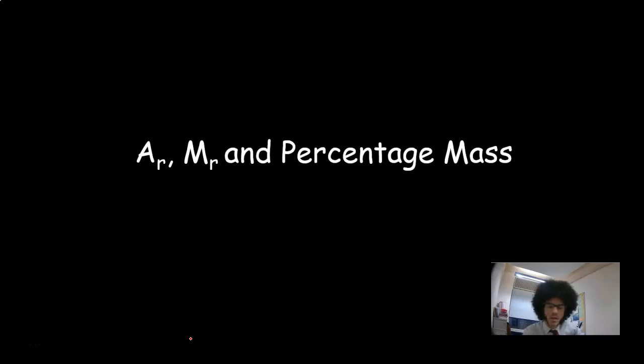This is a really quick video about AR, MR and percentage mass. This is one of the foundation bits of knowledge that you need to know if you're going to tackle anything with regards to quantitative chemistry. So from here on in, you need to know this stuff to learn about moles, reacting masses, limiting reagents, you name it. It's relatively straightforward, but it's really fundamental stuff you have to know.